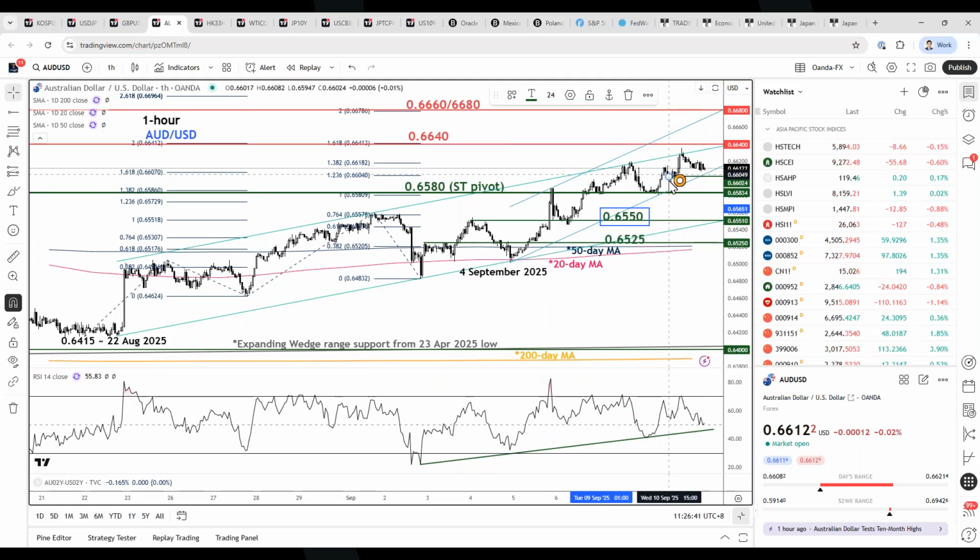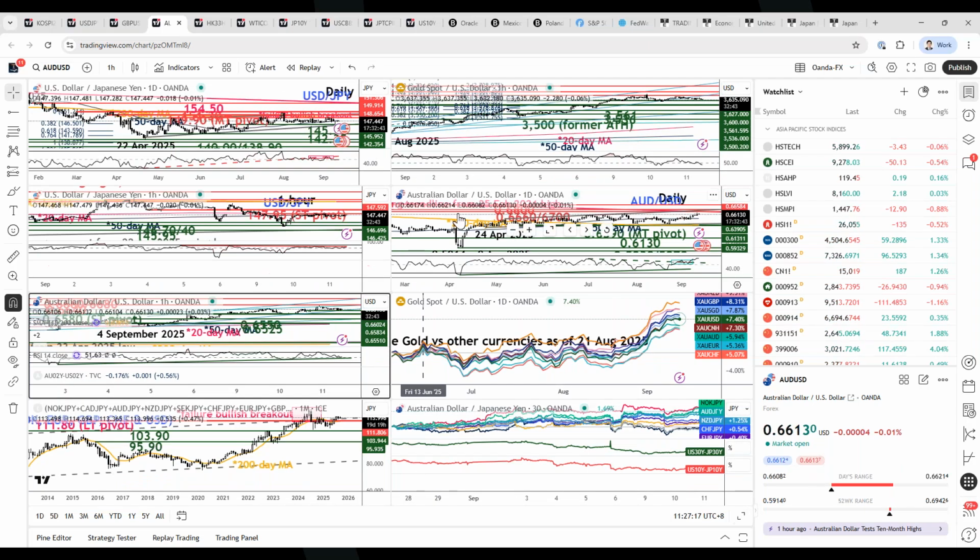and now this minor pullback is hovering above our first support level, which is the UK European session low yesterday at the 0.66 figure level, which is the lower boundary of this steeper minor ascending channel from the low of 4th September. So as long as the 0.6580 tighter short-term pivotal support holds, still maintain that bullish bias on the Aussie dollar. Next resistance level to look out for after the bullish breakout of 0.6640 will be the important major resistance zone at 0.6660, 0.6680. Why 0.6680 is a major resistance area to watch is by looking at the daily chart.